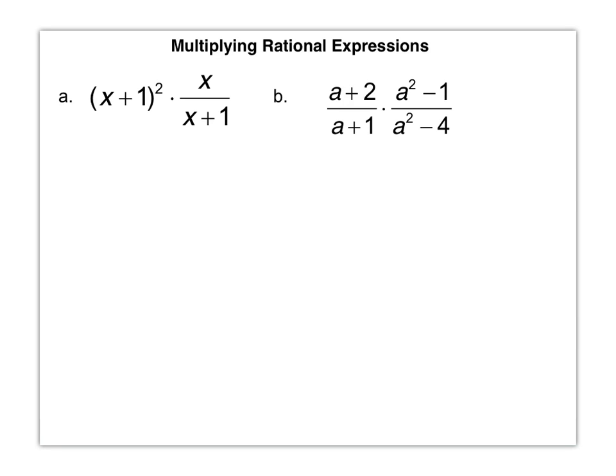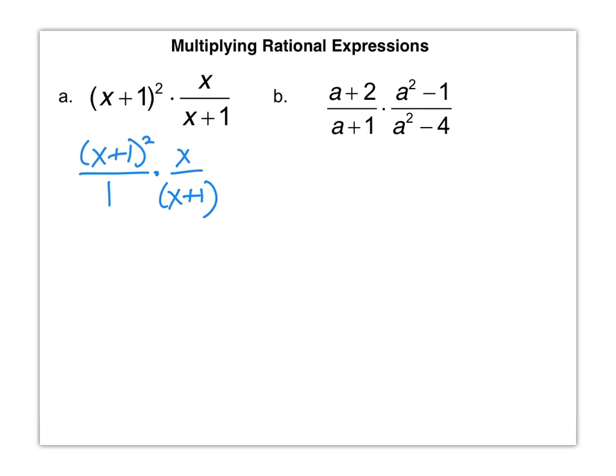For example, part A, we have x plus 1 squared times the rational expression x over x plus 1. We want to make sure that both rational expressions are completely factored, and that is the case here. The x plus 1 to the second power, we can write that as a rational expression over 1, and the second rational expression can be written as x over x plus 1.